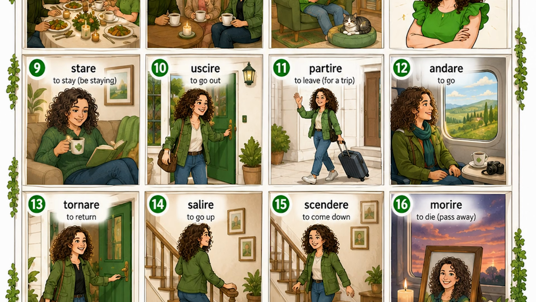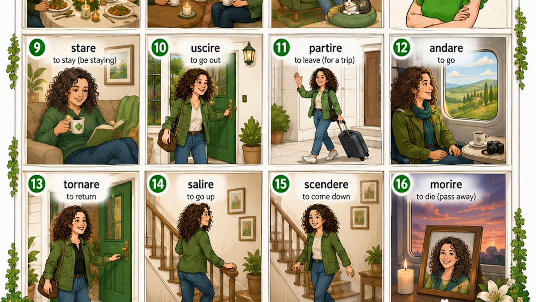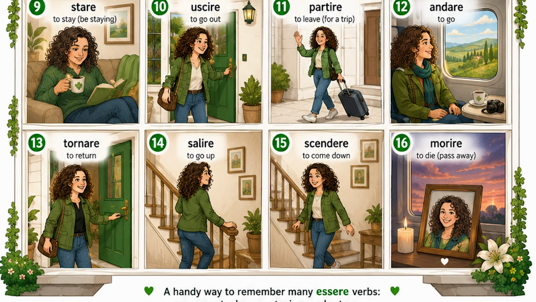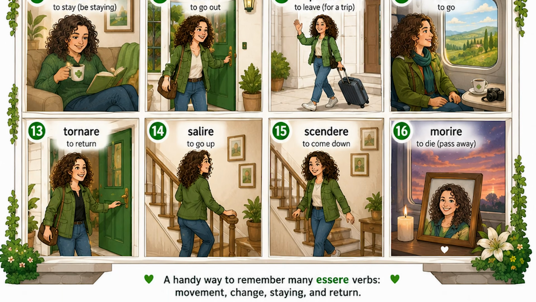You climb the stairs, salire, and come back down, scendere, until the story ends with morire. Now, every verb in this house of essere involves movement or a change of state, and all require essere, along with reflexive verbs, of course. Everything else takes avere.